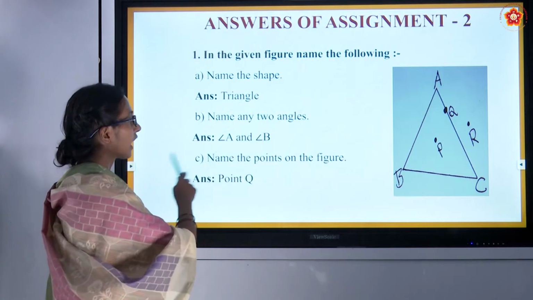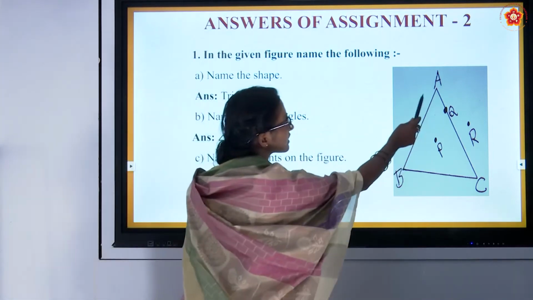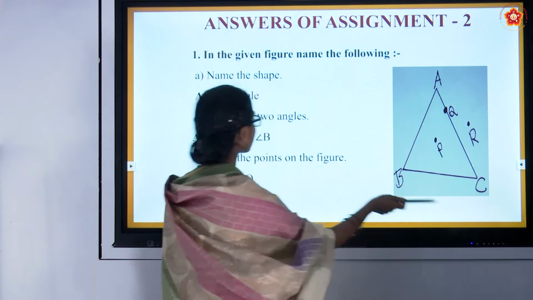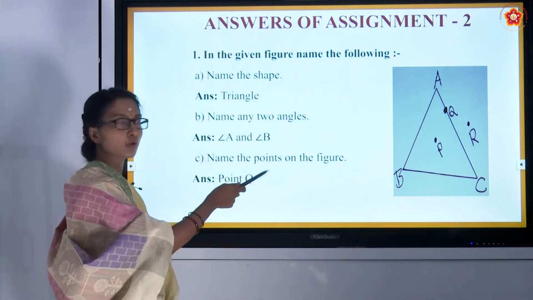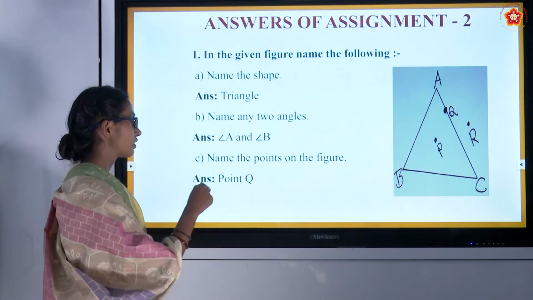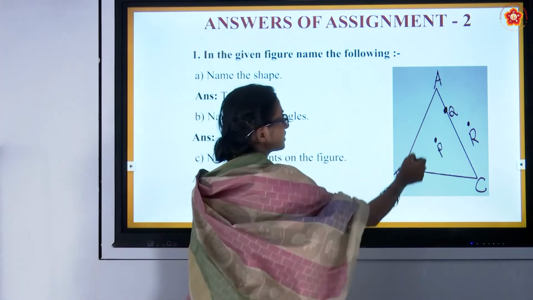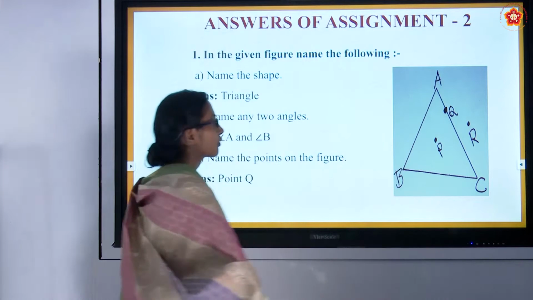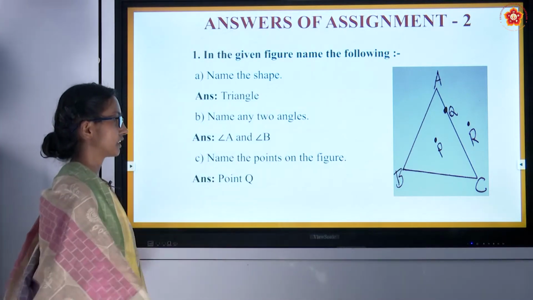Name any two angles. There are actually three angles, angle A, angle B, angle C, but they have asked to name only two angles. So angle A and angle B. Name the points on the figure. Q is the point which is on the figure.